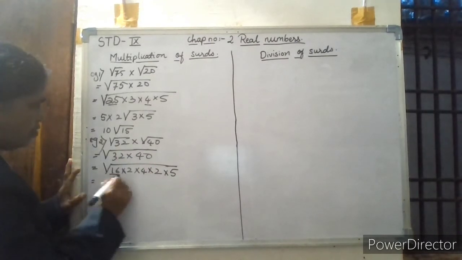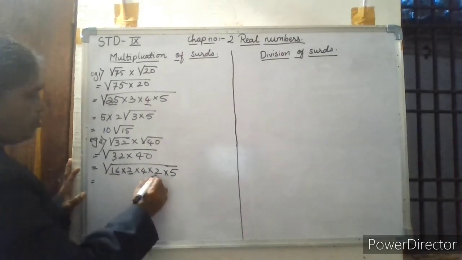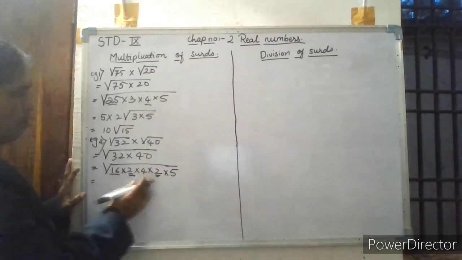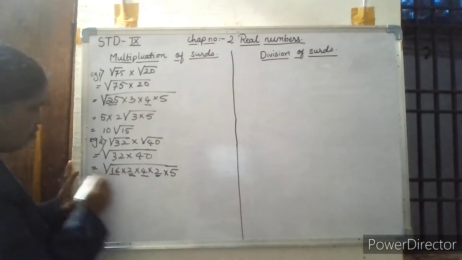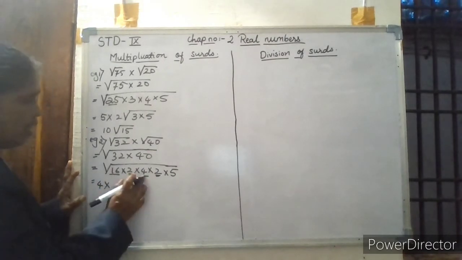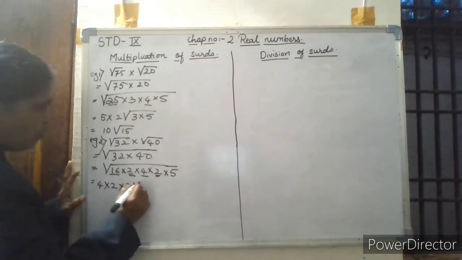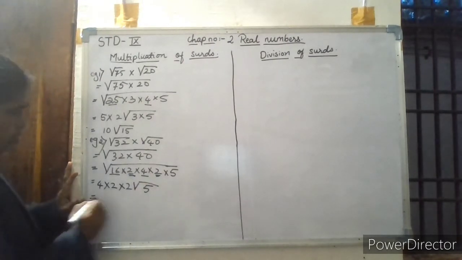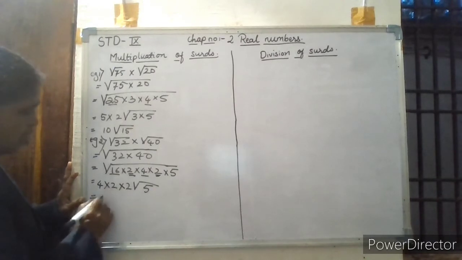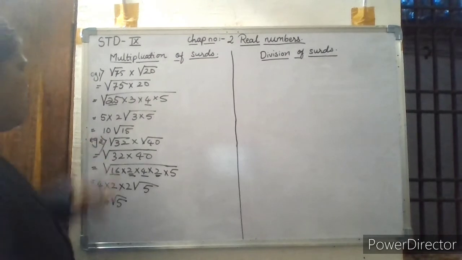So 16 will come out as 4. Then this 2 into 2 twos will come out as 2 only, and 4 is a square number, will come out as 2. So 16 will come out as 4. Then 4 will come out as 2. Into this, 2 into 2 will come out as only 2. Into root of what is left out, only root of 5 is left. So it is equal to 4 into 2, 8, into 2, 16, root of 5 in the simplest form. This is multiplication of surds.